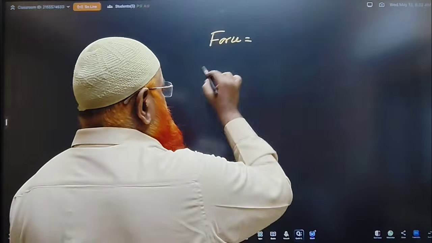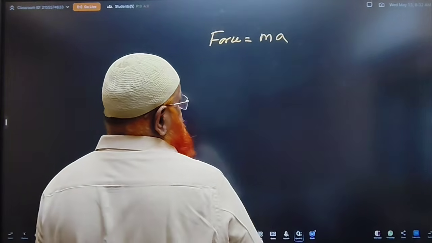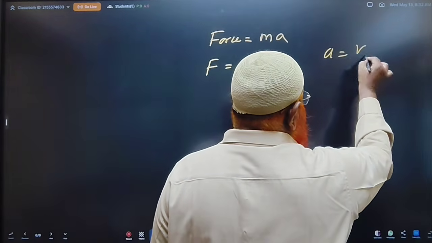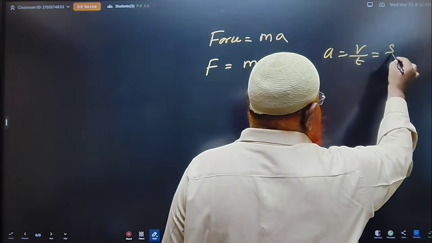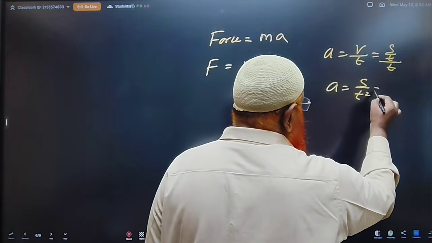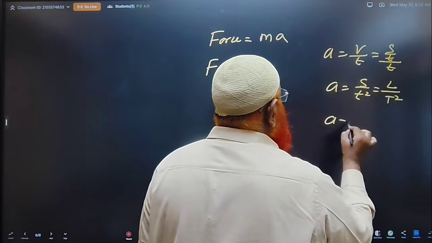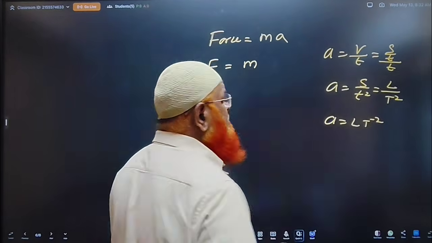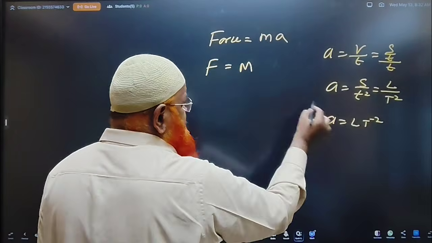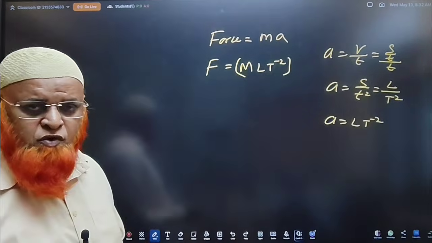So see here now. What is the force here actually? Force is nothing but mass into acceleration. Acceleration is nothing but change in velocity by time, and velocity is nothing but displacement by time. So acceleration is nothing but S by t square, where S is L. So the acceleration dimensional formula is Lt power minus 2. Mass you write as M, and acceleration as Lt power minus 2. This is the dimensional formula for force.